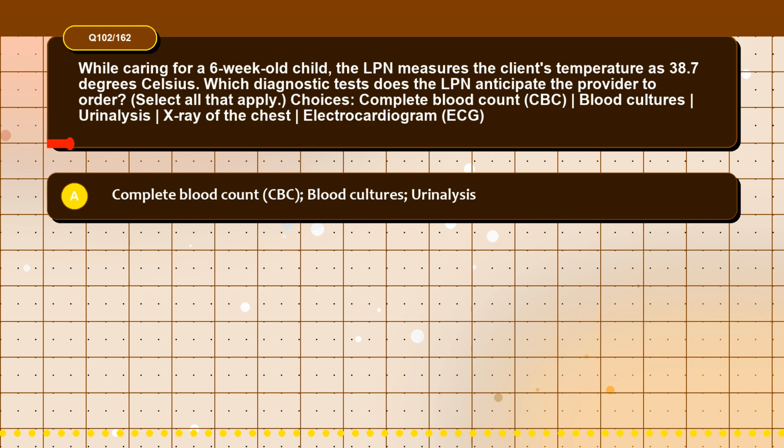Question 102. While caring for a 6-week-old child, the LPN measures the client's temperature as 38.7 degrees Celsius. Which diagnostic tests does the LPN anticipate the provider to order? Select all that apply. Choices: complete blood count CBC, blood cultures, urinalysis, X-ray of the chest, electrocardiogram ECG. Here are the options. Option A. Complete blood count CBC, blood cultures, urinalysis.